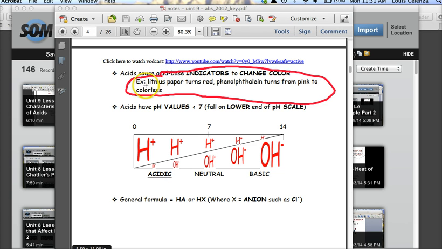So in an acid, if you take a piece of litmus paper and put it in, it will turn red. Phenolphthalein will turn from pink to colorless. So phenolphthalein is colorless in an acid. So don't get confused here. Phenolphthalein is colorless in an acid.